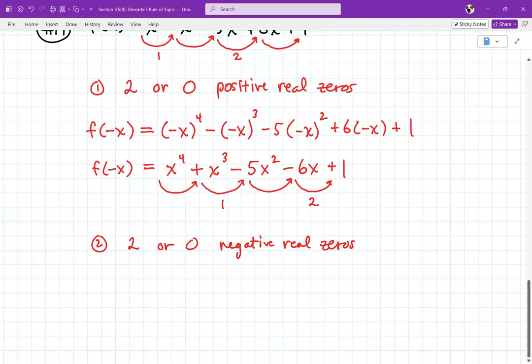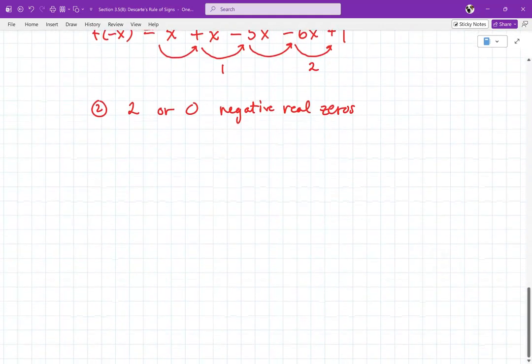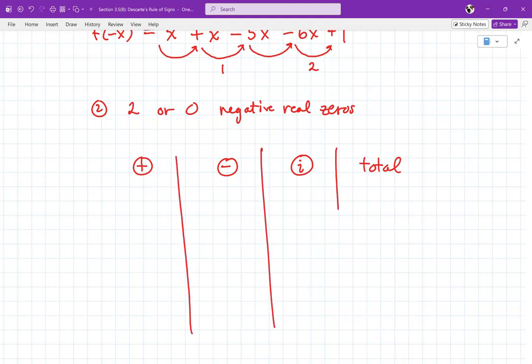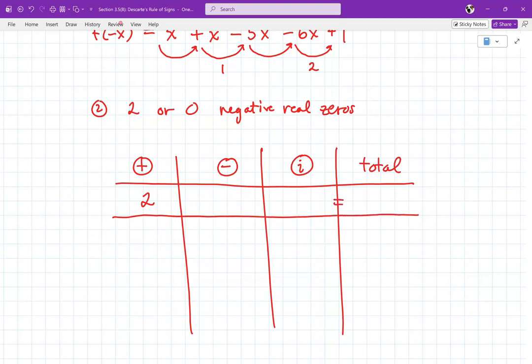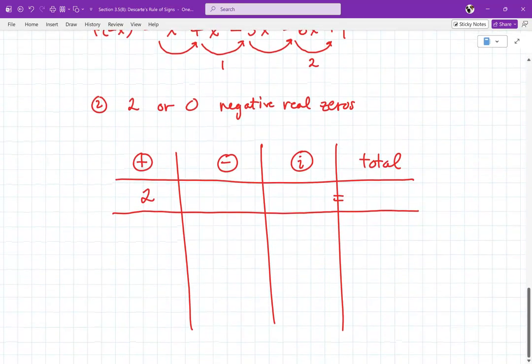So I can either have 2 positive or no positive. I can have 2 negatives or no negatives. So let's make a chart with this. So here we go. Positives, negatives, imaginary, and total. I don't know how long this chart's going to be, so I'm just going to make it a decent size. Let's start with the 2 positive. My total we said was supposed to be 4, right? So total is 4.